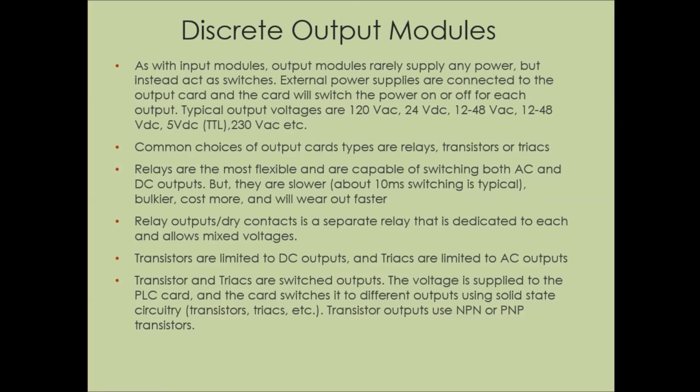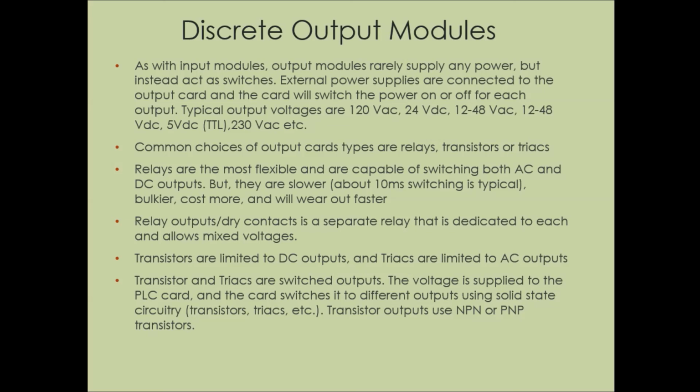Relays are most flexible and are capable of switching both AC and DC outputs, but they are slower. About 10 milliseconds switching is typical, but it's getting better these days, much better. And they are bulkier, cost more, and will wear out faster because they are a mechanical switch. Relay outputs, dry contacts, is a separate relay that is dedicated to each output and allows mixed voltages. So on the same card, each of the relay contacts can have their own voltage that they're switching.